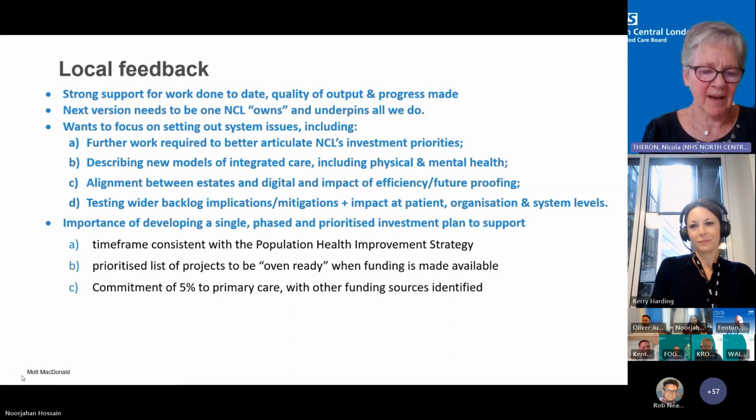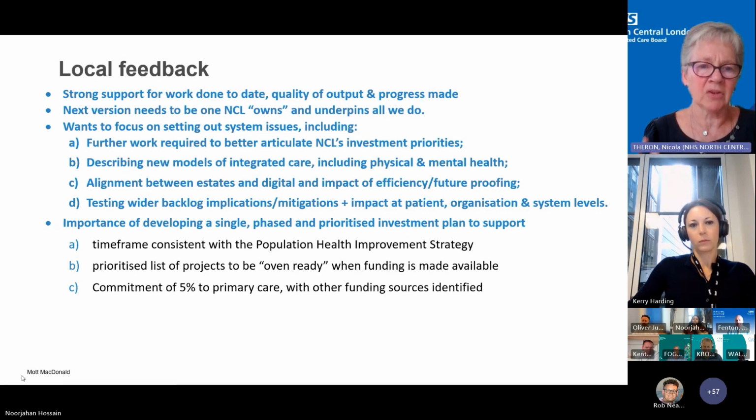How do we better, therefore, articulate and prioritise investment? How do we describe those new models of integrated care, physical and mental? How do we demonstrate that we are bringing digital into the core of all that we do, with that point around efficiency and future proofing? And how do we understand and deal with and plan for some of those backlog implications?